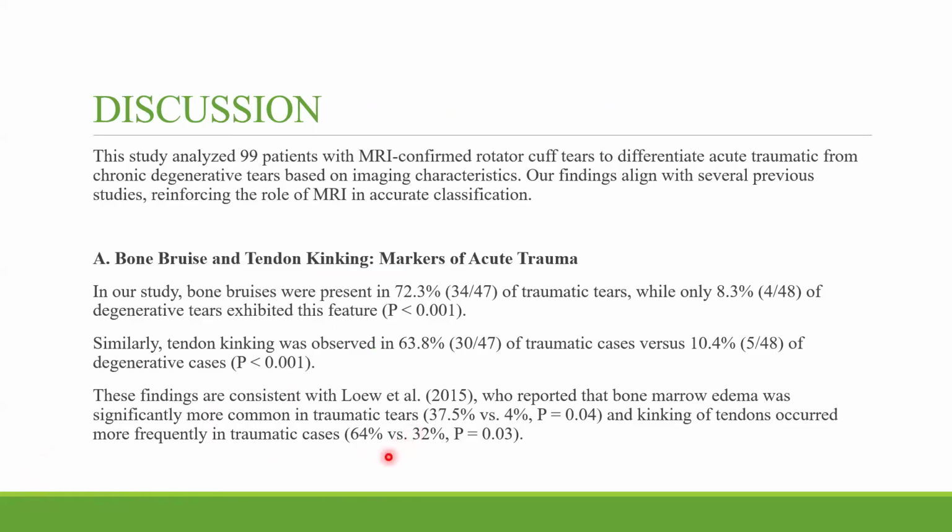Discussion. This study analyzed 99 patients with MRI confirmed rotator cuff tears to differentiate acute traumatic from chronic degenerative tears, and our findings are aligning with several previous studies, reinforcing the role of MRI in accurate classification. So as we have already seen, bone bruise and tendon kinking are significantly more in traumatic tears as compared to degenerative tears. These findings are consistent with Lowe et al., who reported that bone marrow edema and kinking of tendons was more common in traumatic tendon tears.